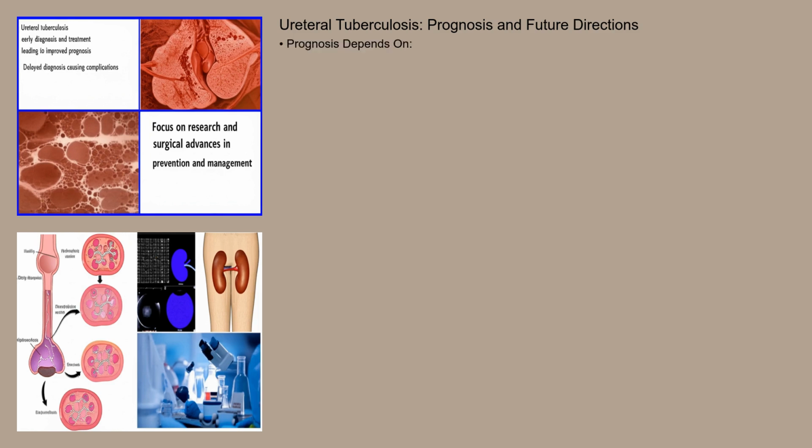Recent research has focused on developing more effective and shorter duration anti-tuberculosis drug regimens, as well as improved methods for early detection and diagnosis. Additionally, ongoing research is investigating novel approaches to prevent and manage ureteral strictures, such as the use of biodegradable stents and anti-fibrotic therapies. Advances in surgical techniques are also improving the outcomes of reconstructive procedures for ureteral tuberculosis.